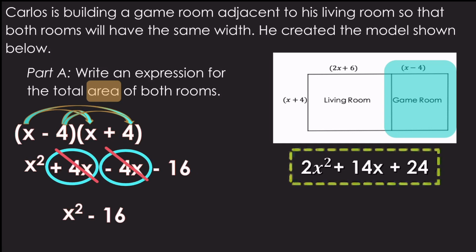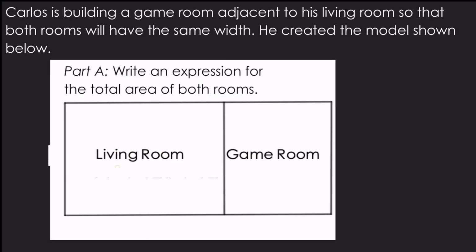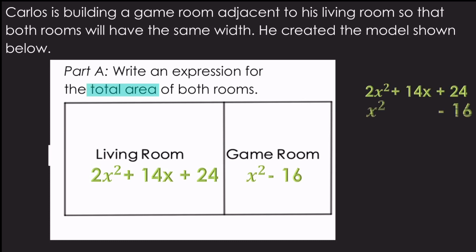So remember, we had the area of our living room. Now I have the area of my game room. So I technically have not answered this question, and that's kind of the challenging part here. You've done a lot of work, but you still haven't answered it. Because it says total area. Remember, living room and game room have to combine to a total area. What does total mean? Right? Total means I'm going to add. I'm going to take my living room and my game room, and I'm going to add them.